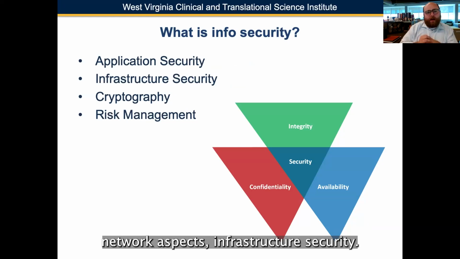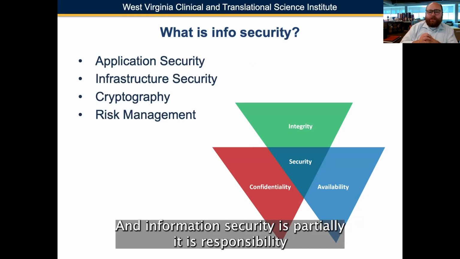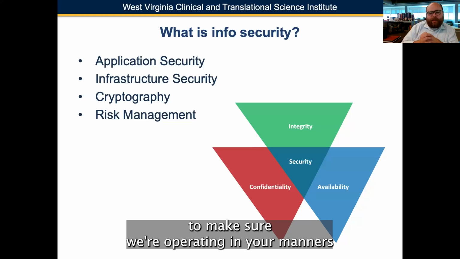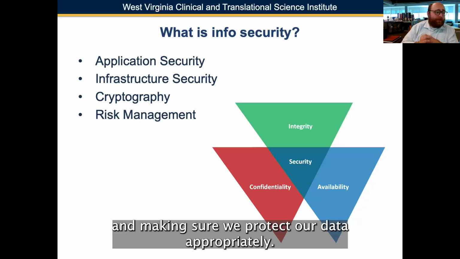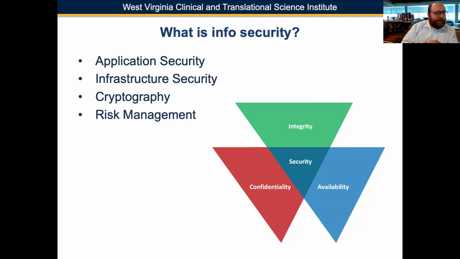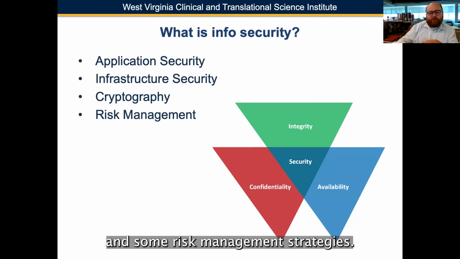Infrastructure security: information security is partially IT's responsibility for making sure the network is secure. It's our responsibility as end users to make sure we're operating in secure manners by making sure we protect our data appropriately. We'll talk about cryptography, specifically 256-bit encryption, and some risk management strategy.